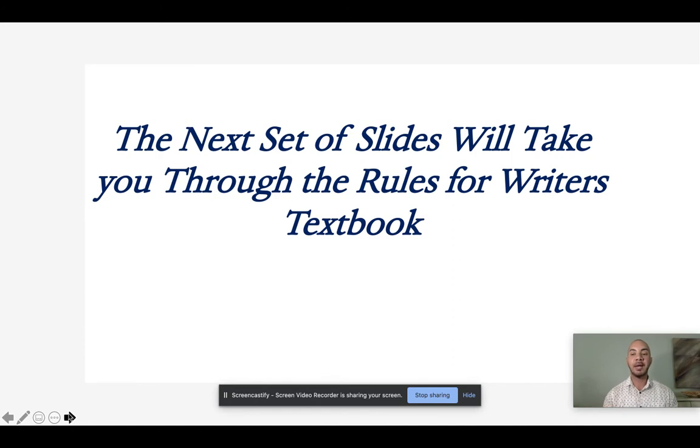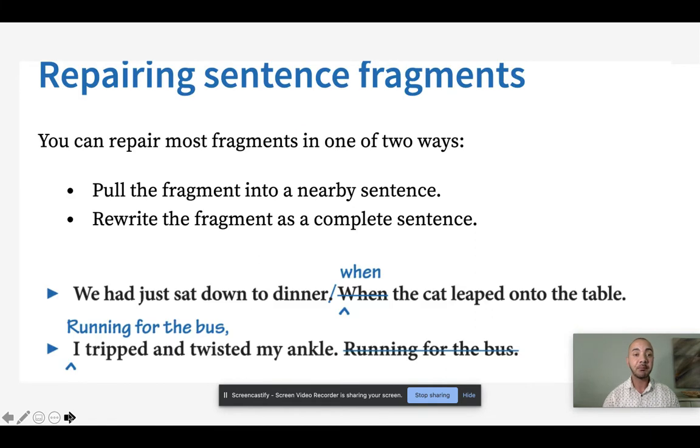If you feel like you have a good handle on sentence fragments, you can stop the video now and move forward to take a look at run-on sentences, and then of course take the quiz. If you're still having a little bit of a hard time, the next set of slides is going to take you through the examples that are in your Rules for Writers textbook. I would also encourage you to read the Rules for Writers textbook as well, because you're going to get useful information that will help you to correct sentence fragments there. So let's move forward and jump into it for those of you who'd like to continue on.